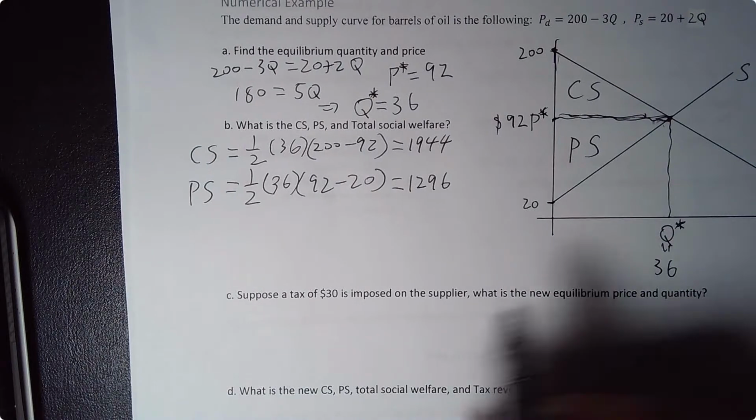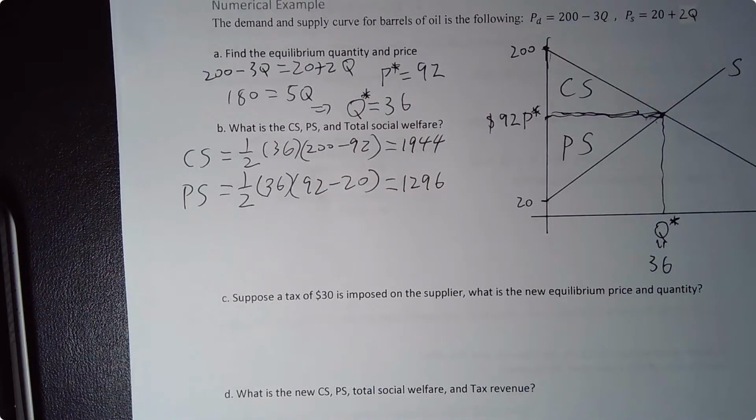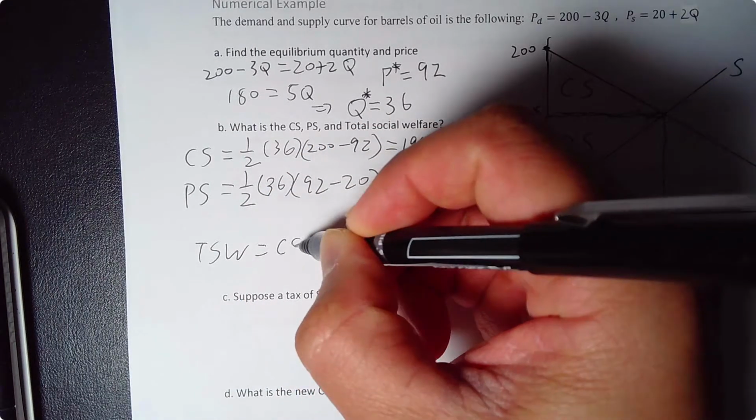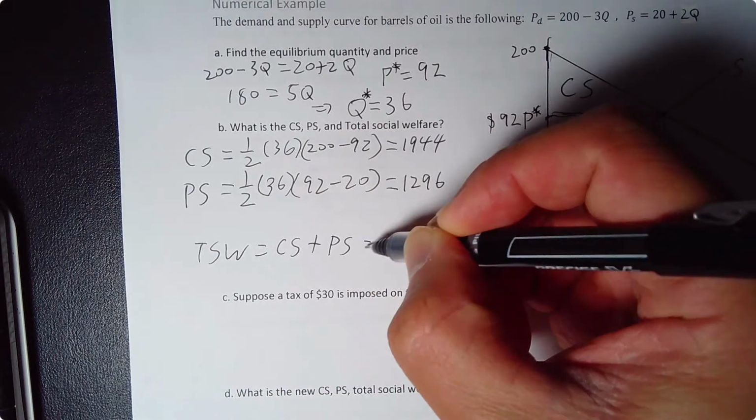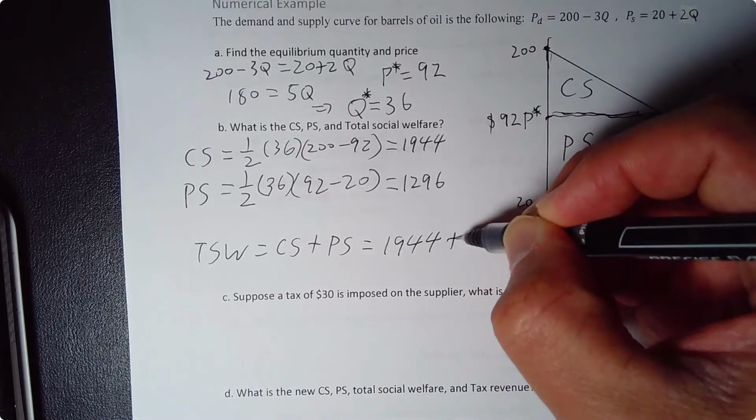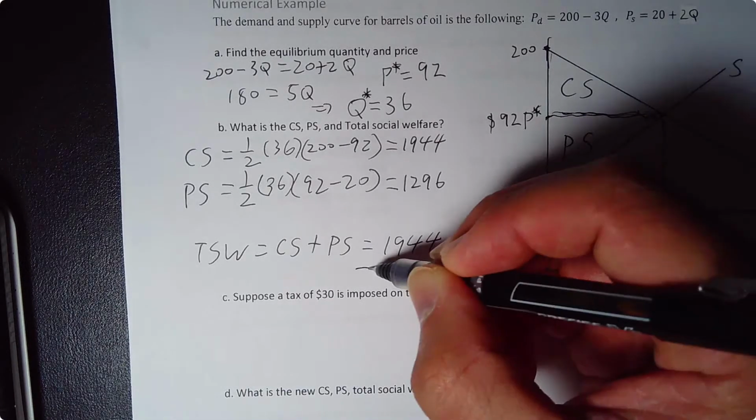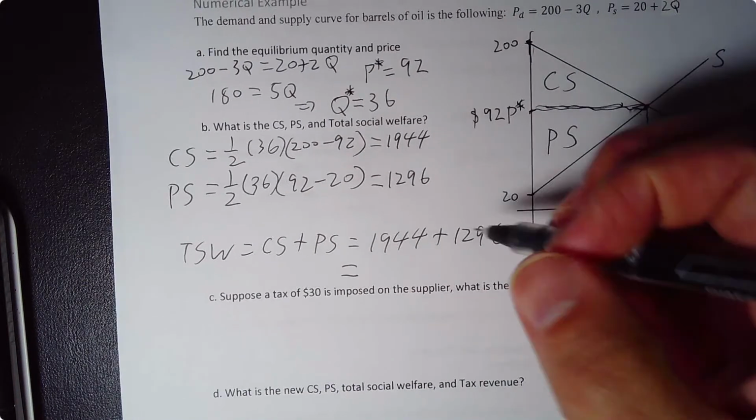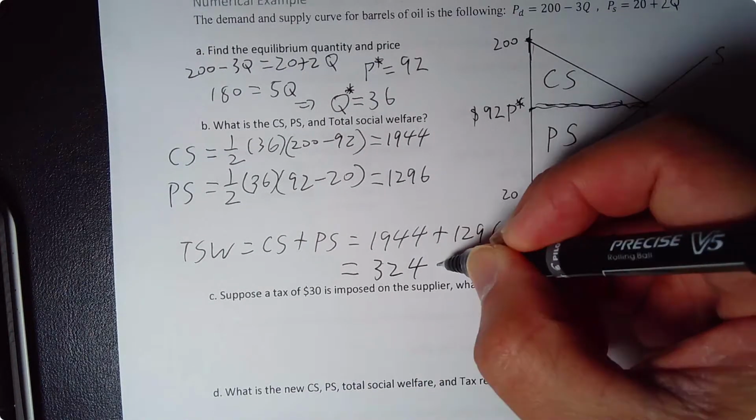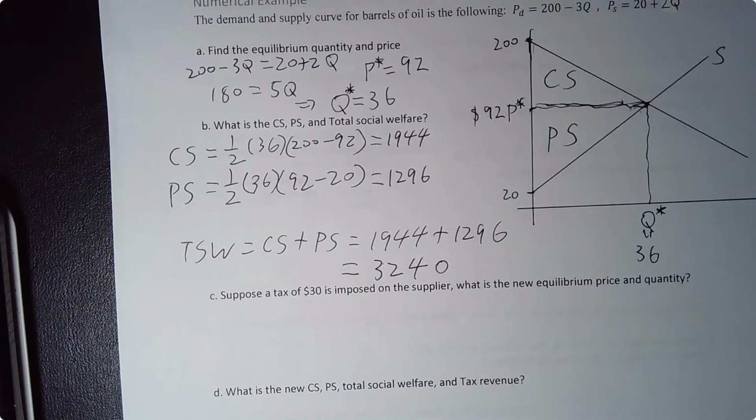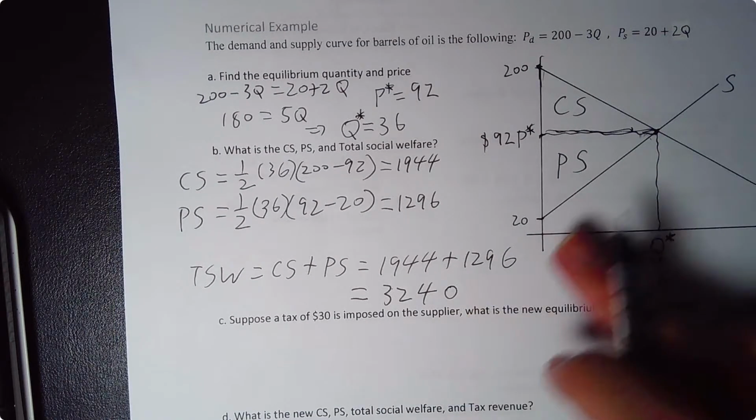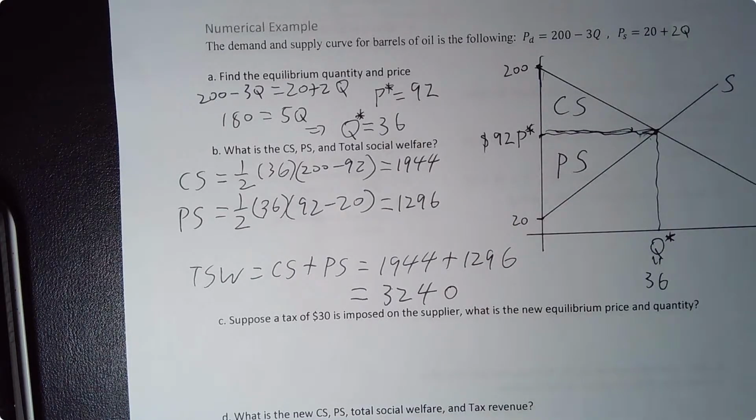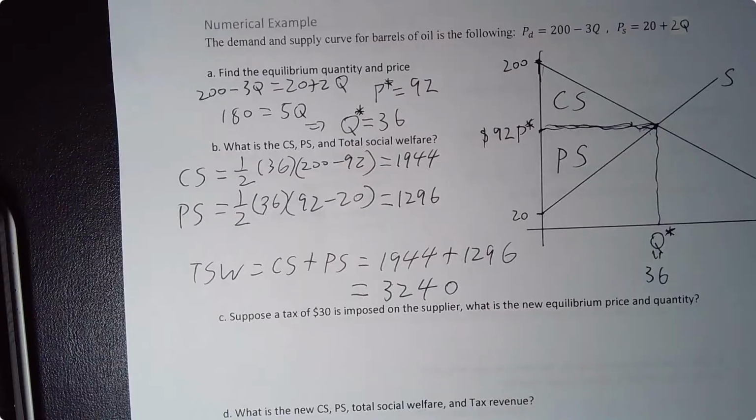All right. Again, here, there's nothing else. There are no taxes. There's no externality. So my total social welfare is just CS plus PS, which equals 1944 plus 1296. That gives me 3240. Okay. If you're following along with your lecture from class, know that I did change the numbers here to give you a slightly different example.